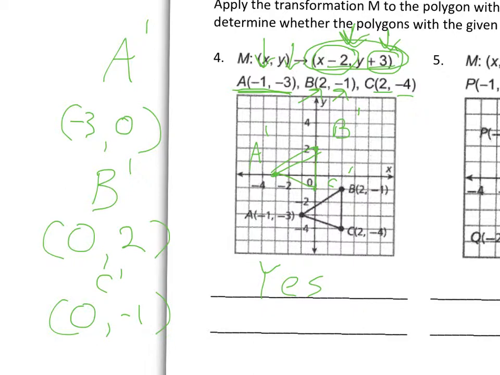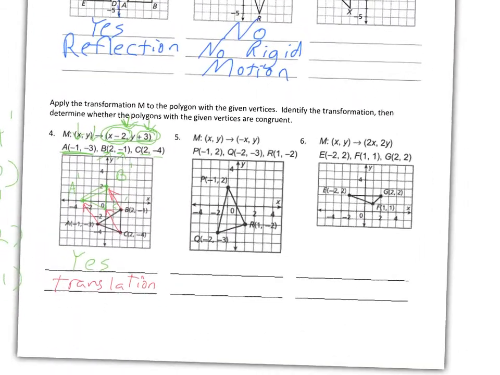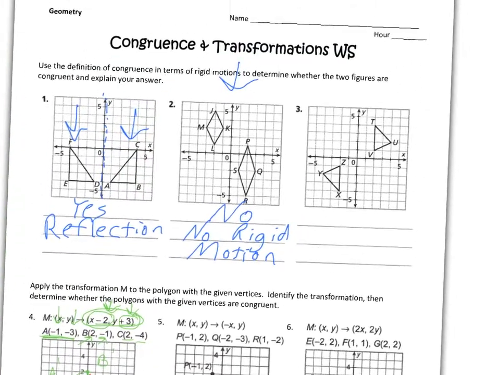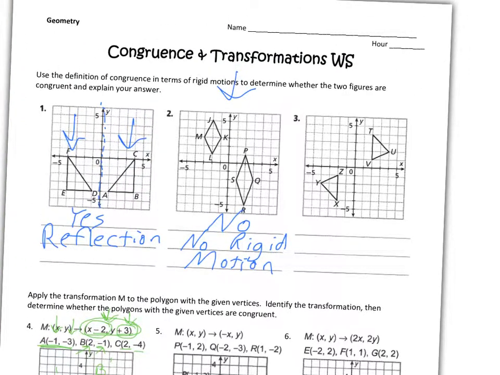Now, what type of transformation is it? You'll notice that each vertex was moved the same distance. Basically, we slid the triangle over, which is a translation. So for 5 and 6, you're going to draw the new image, which we should not have a problem on. That should be review. And then you're going to state, just like 1, 2, and 3, if there is congruence, and if there is congruence, what type of transformation is used to obtain the new figure.